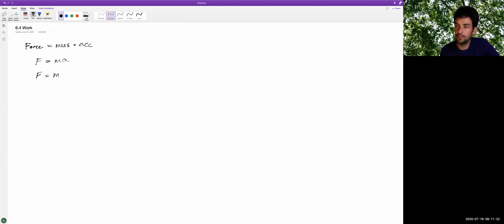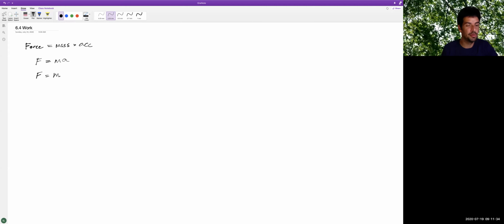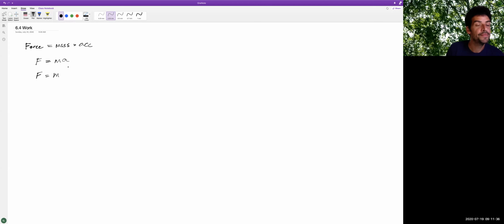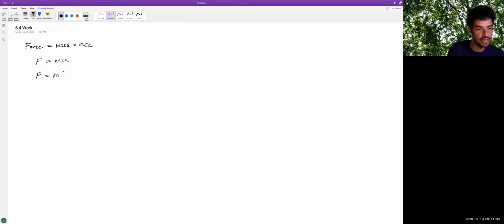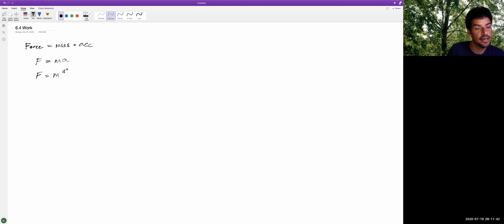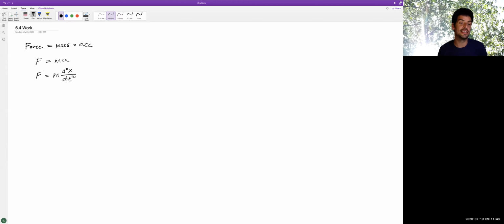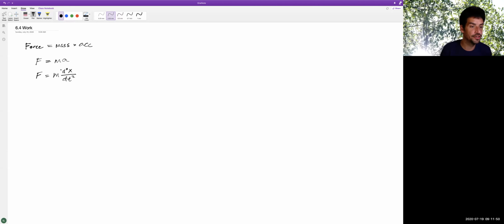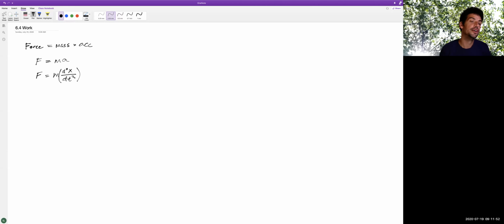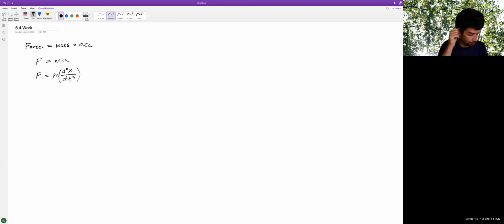We usually think of mass typically being constant. It doesn't have to be. For most of our applications, it will be. And acceleration, if for instance we have a position function x of t, the acceleration is the second derivative. So this is another way we can write this equation of force.